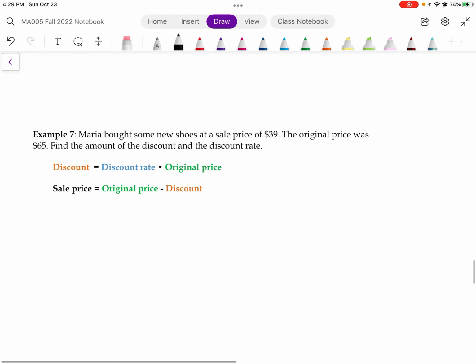All right, number 7. Why don't you try this one? It's very similar to the last one. See what you can do with it.